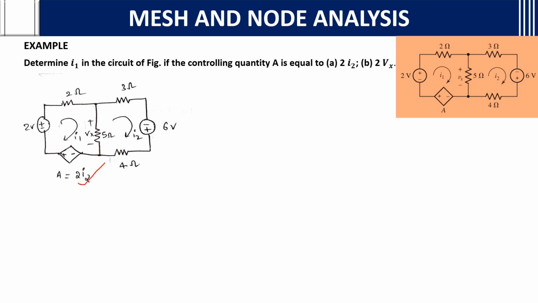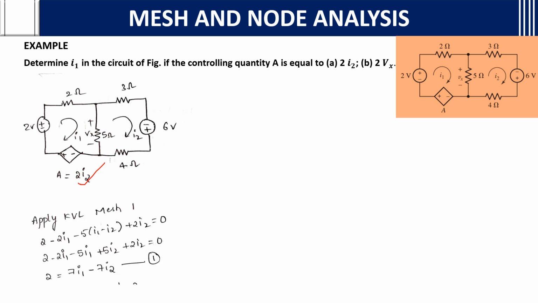Right, apply KVL to both. Already the directions are given. KVL to mesh 1, then you will get the equation like this: 2 minus 2I1 minus 5 into (I1 minus I2) plus 2I2. You need to start solving this so that you will understand how I am writing the KVL equations.